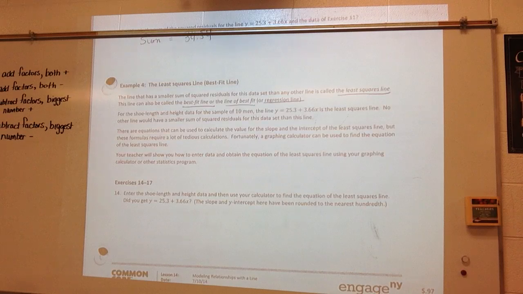There are equations that can be used to calculate the value for the slope and the intercept of the least squares line, but these formulas require a lot of tedious calculations. Fortunately, a graphing calculator can be used to find the equation of a least squares line. It says your teacher will show you how to enter the data and obtain the equation of the least squares line using your graphing calculator or other statistics program.